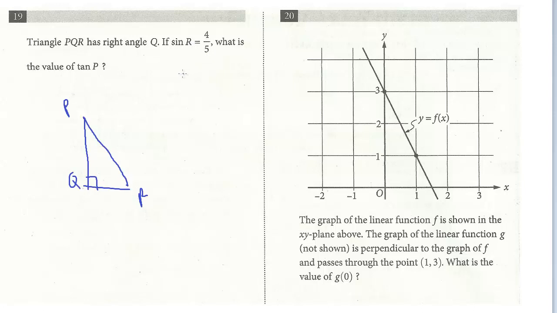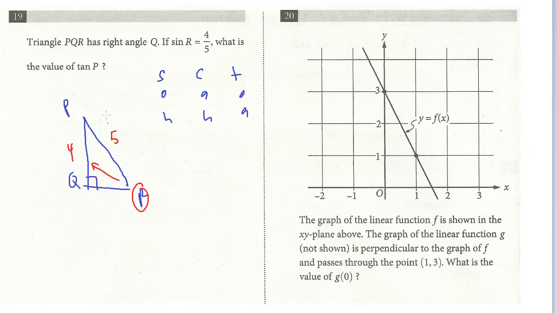All right, let's think about the mnemonic Sohcahtoa. Hopefully you've had this before, but I would just recommend writing it out. Sohcahtoa. All right, sine, cosine, tangent. So the sine of R, so here's R, is 4/5. Sine is opposite over hypotenuse. So opposite is 4, hypotenuse is 5.